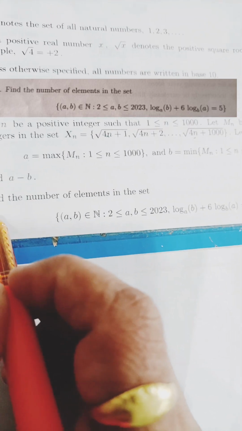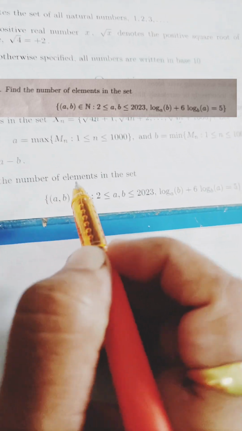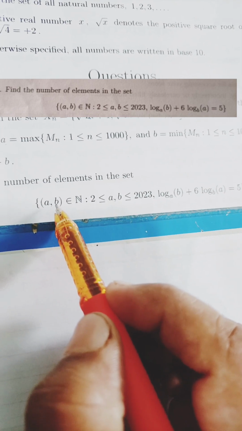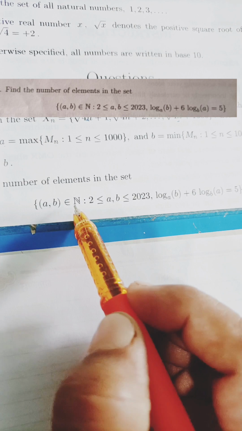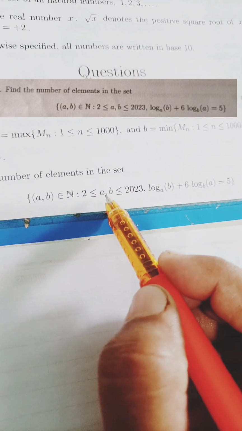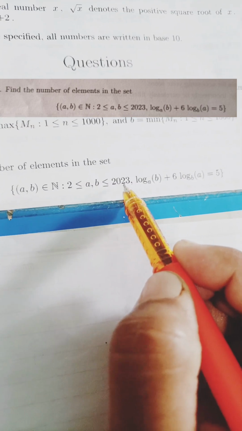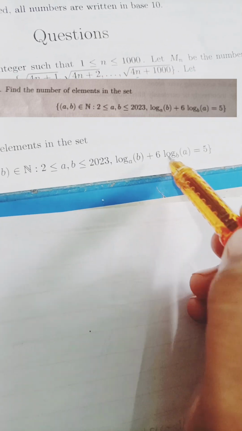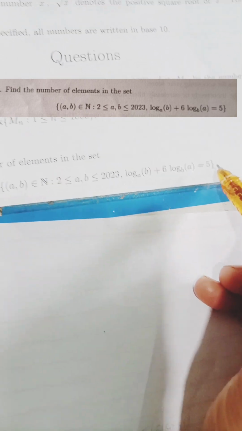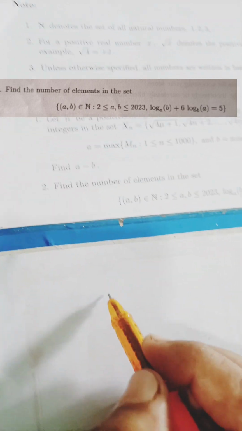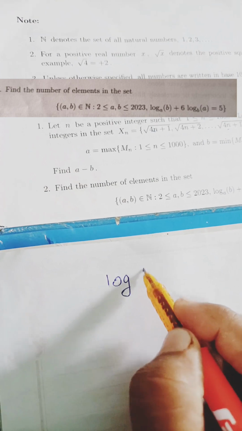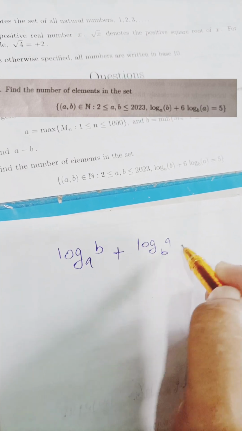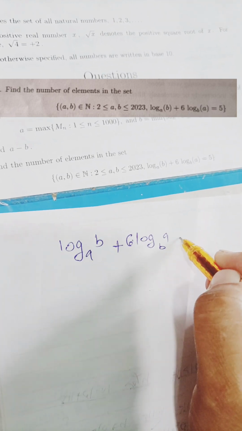Now the second example of the IOQM exam 2023 is: find the number of elements in the set of ordered pairs (A, B) where A and B belong to N, 2 ≤ A and B ≤ 2023, under the condition log of B base A plus 6 log of A base B equals 5. Okay, so what is the given condition? Log of B base A plus 6 log of A base B equals 5.